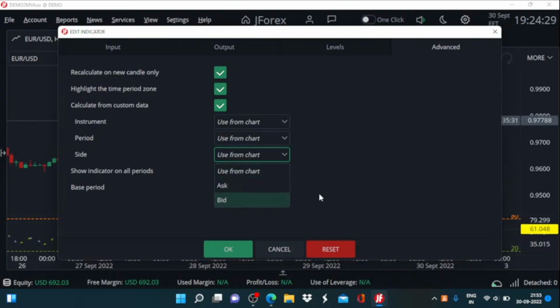It can be ask or bid depending on which side you choose. There is going to be a slight difference in the output of the indicator, but not much.